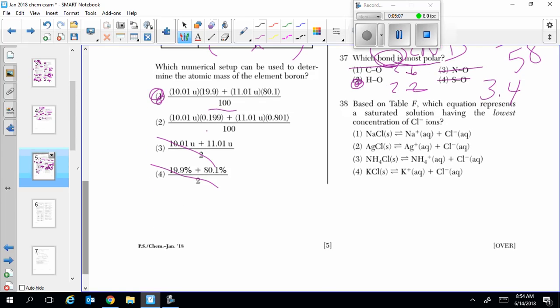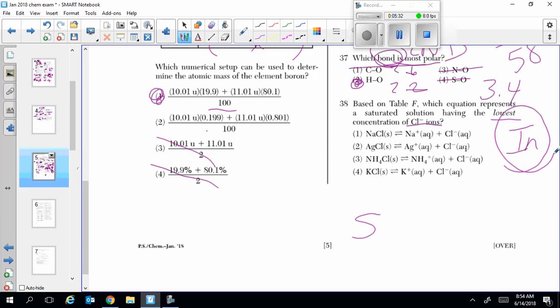Based on table F, so I'm going to turn to table F right away, which equation represents a saturated solution having the lowest concentration of ions? If it has a low concentration, it's probably insoluble. So 3 of these reactions are going to be soluble. I want to choose the one that's going to form an insoluble compound.